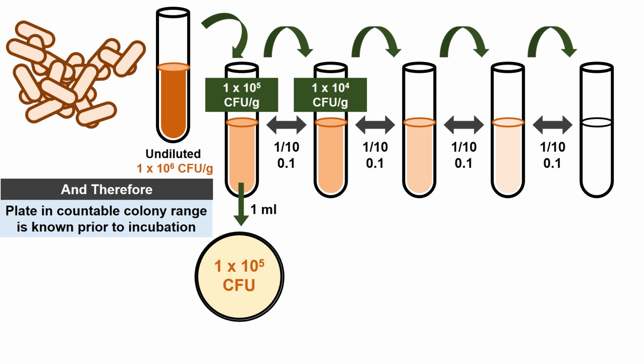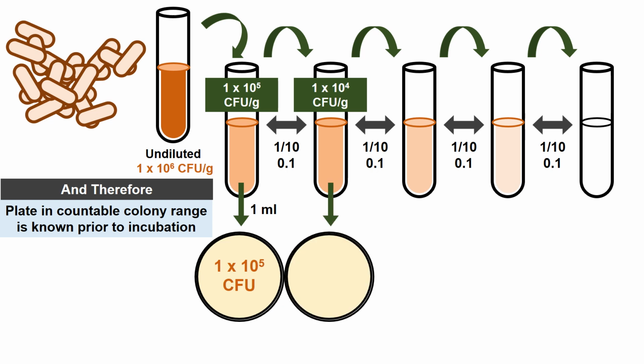Our next tenfold, the second tenfold dilution, has 1 times 10 to the 4th CFU per gram, aka 1 times 10 to the 4th CFU per mil. And that is 10 times less than the tube next to it. And from the original sample, that 10 to the second dilution is 100-fold less, 100 times less, 2 powers of 10 less than the original tube, 6 minus 2 is 4 there.